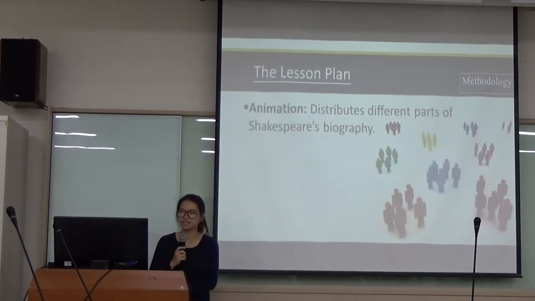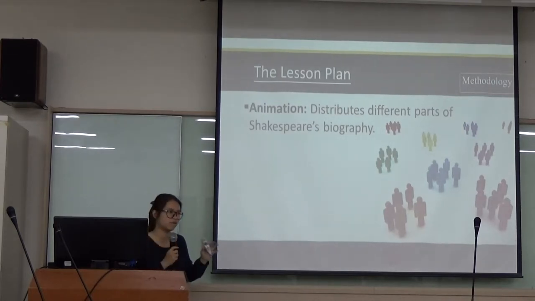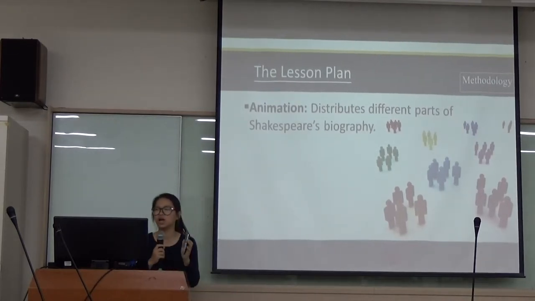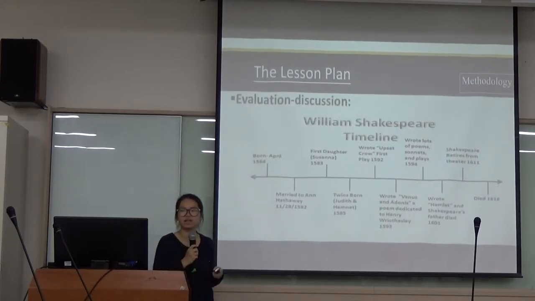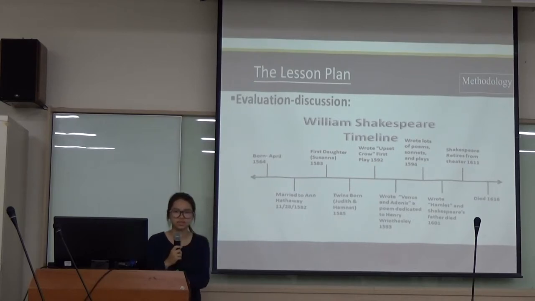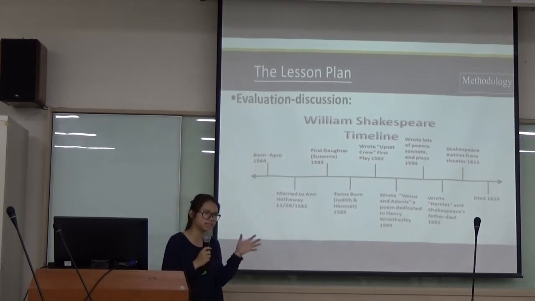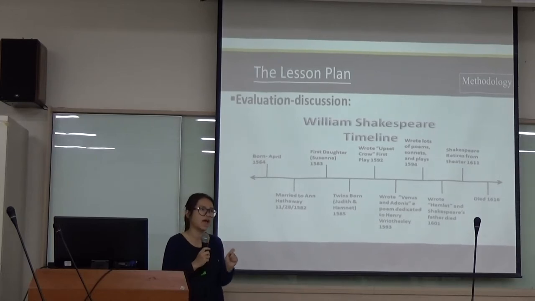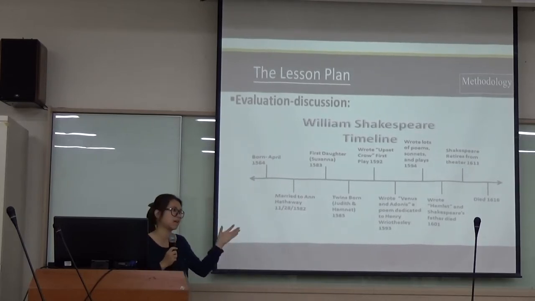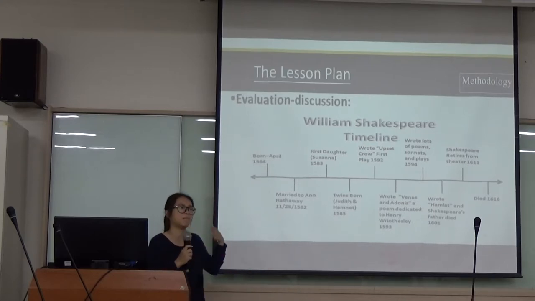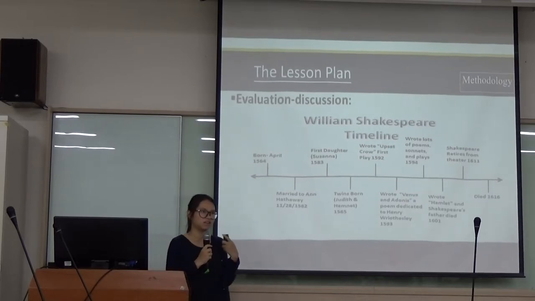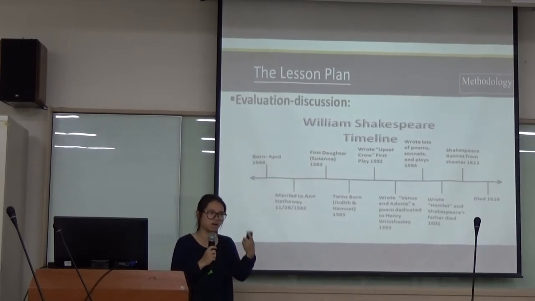The third part is animation. We separate into a few groups, each for a different part of Shakespeare's biography. The last one is evaluation and discussion. After the curriculum and the activity, the students take some paper and draw Shakespeare's timeline: when he was born, when he died, when he married, when he had children, and when he started to write stories, dramas, and sonnets.